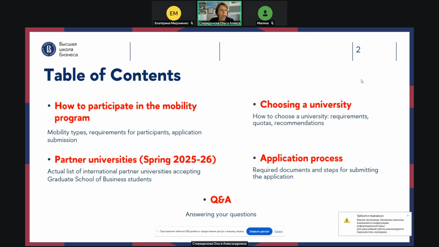We also talk about how to choose a university, what the requirements are, how many spots we have for each university, and what the recommendations are. We also will talk about the application process. We'll talk about required documents and the steps for submitting the application. And as I said, I will try to answer questions.